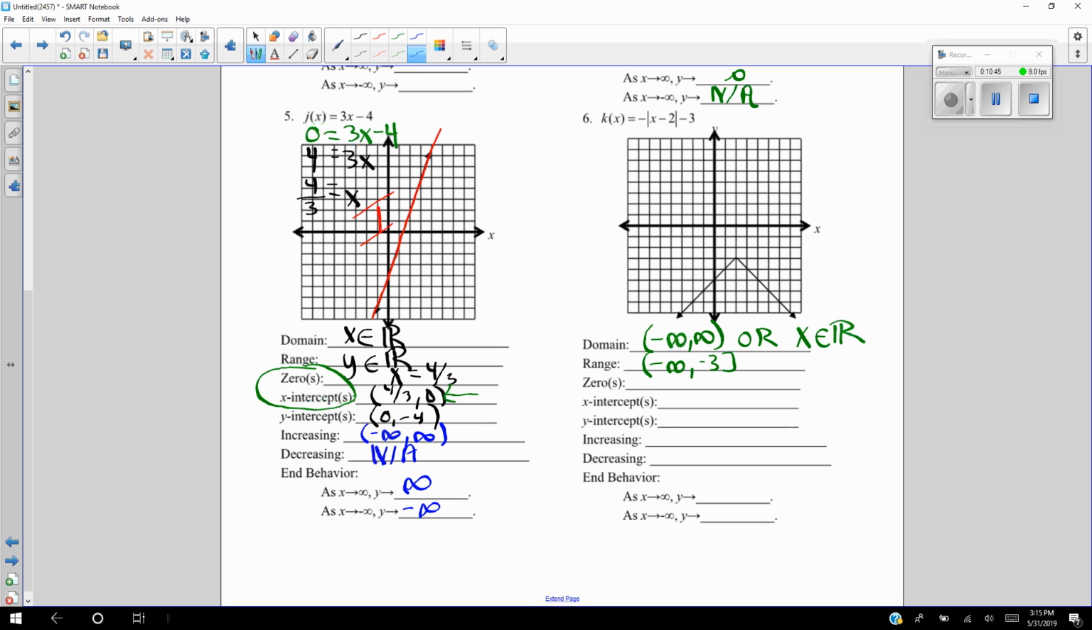One note I want to point out, the range. A lot of people get this mixed up. We always write the smallest value first. So you should put negative infinity, since it's a smaller value than -3, first when you write the range.